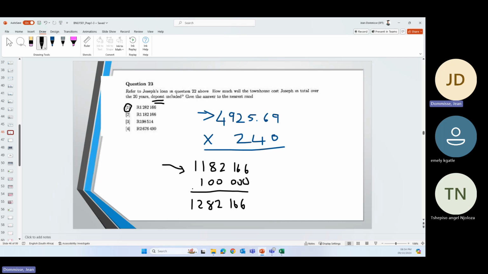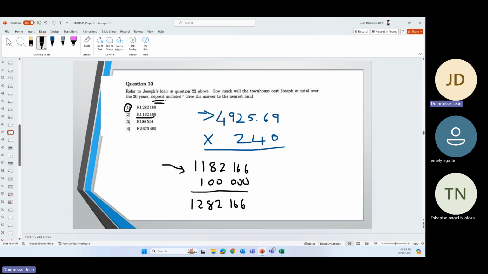Okay, so also be very careful. There is your answer without the deposit. So just be very careful that you don't pick that one, because they also say deposit included. So just again be very careful not to do that.